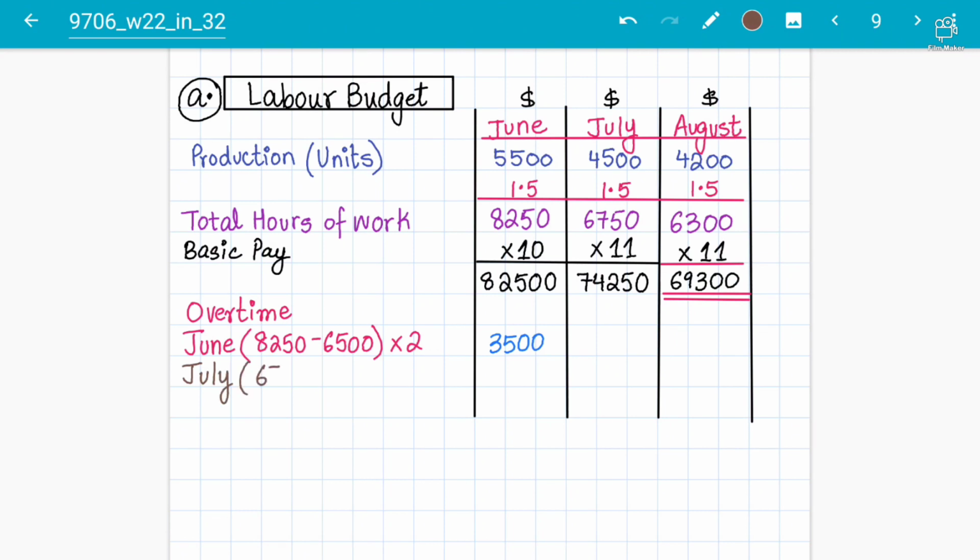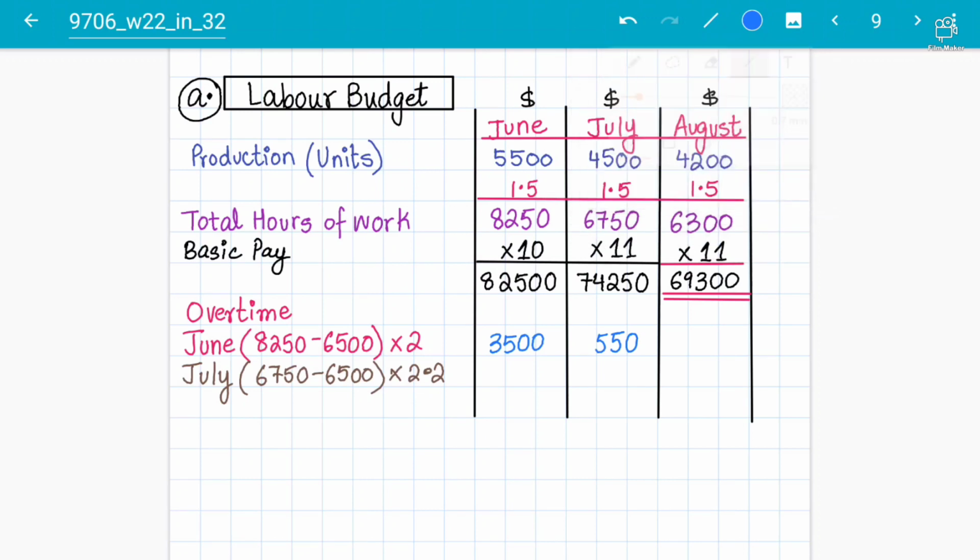So 6750 minus 6500, sir, into the rate of $2.2. That is the overtime payment. So that is basically only around 250 hours at the rate of 2.2. So $550 is the overtime extra payment coming in, $550.